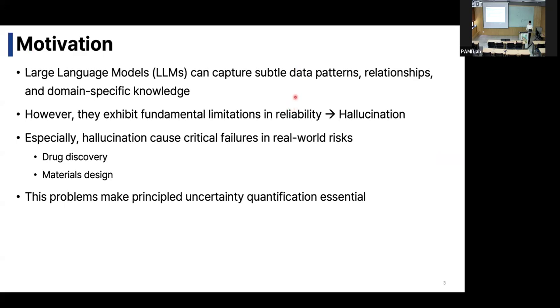Large language models have demonstrated remarkable capabilities in natural language understanding and generation. They can capture subtle data patterns, relationships, and domain-specific knowledge. However, LLMs inherently face limitations in reliability due to issues like hallucination. This can be a critical problem in real-world domains, such as drug discovery and materials design. Therefore, uncertainty quantification becomes essential when applying LLMs to these fields.